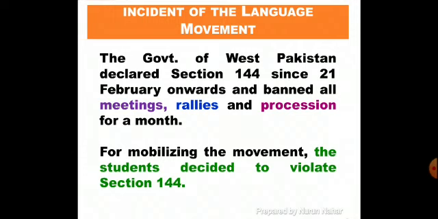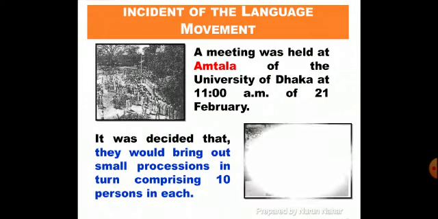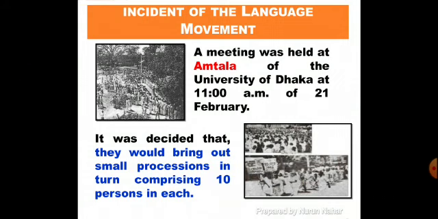But for mobilizing the movement, the students decided to violate Section 144. A meeting was held at Amtola of the University of Dhaka at 11 a.m. of 21st February. And it was decided that they would bring out small processions in turn comprising 10 persons in each.